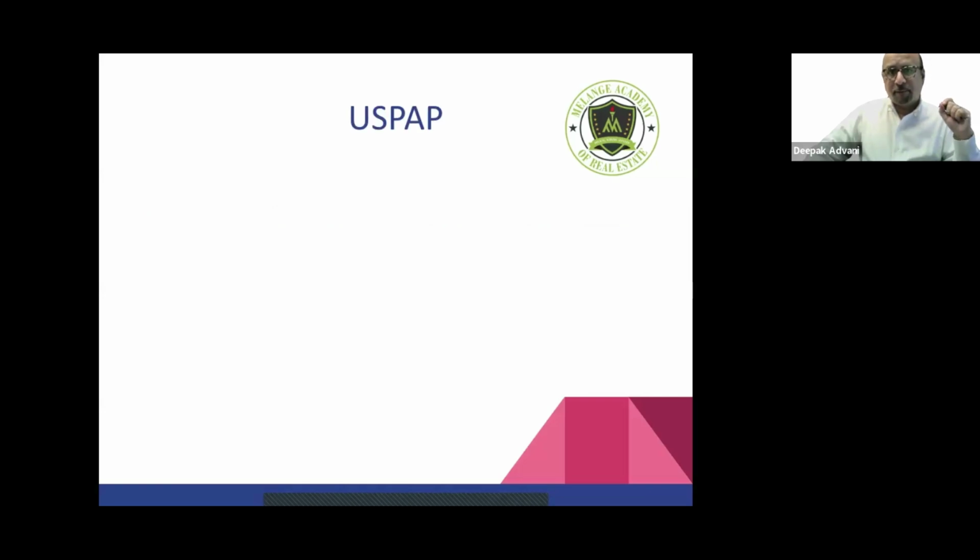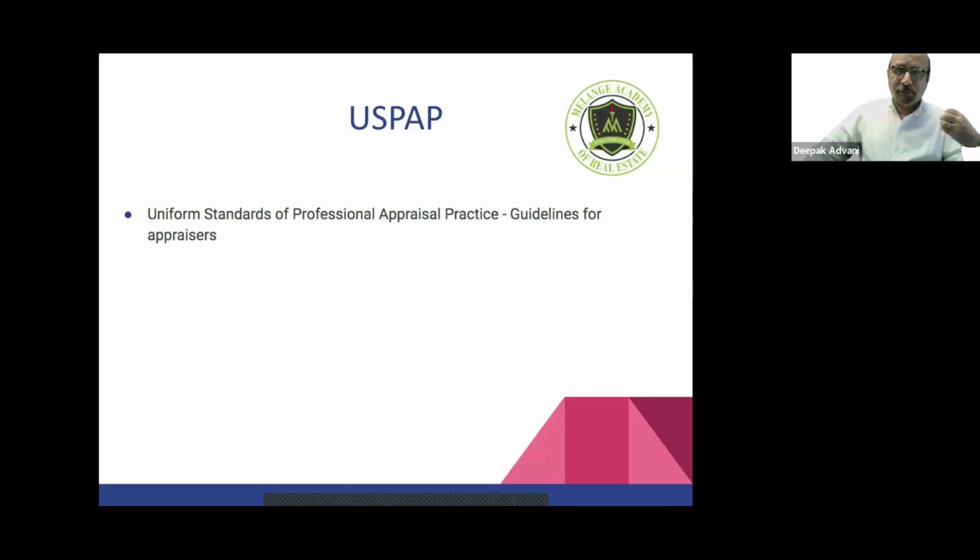USPAP. Uniform Standards of Professional Appraisal Practice. So all the professional appraisers use these guidelines. USPAP is the guidelines in which the appraisers perform and do the appraisals.